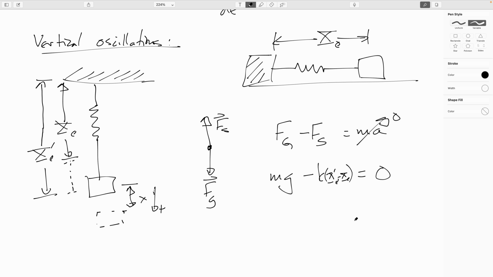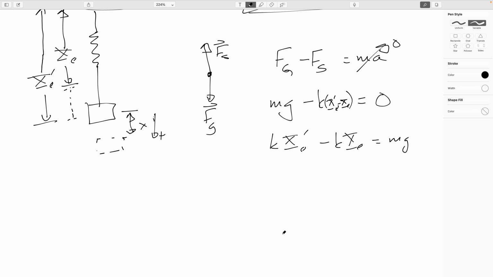All right. So with that, what I'm going to do is solve for what this position is. Just distributing through, kx equilibrium prime minus kx equilibrium equals mg. I can divide through by k and get x equilibrium prime equals mg over k plus x equilibrium. We'll be using that result in a second.